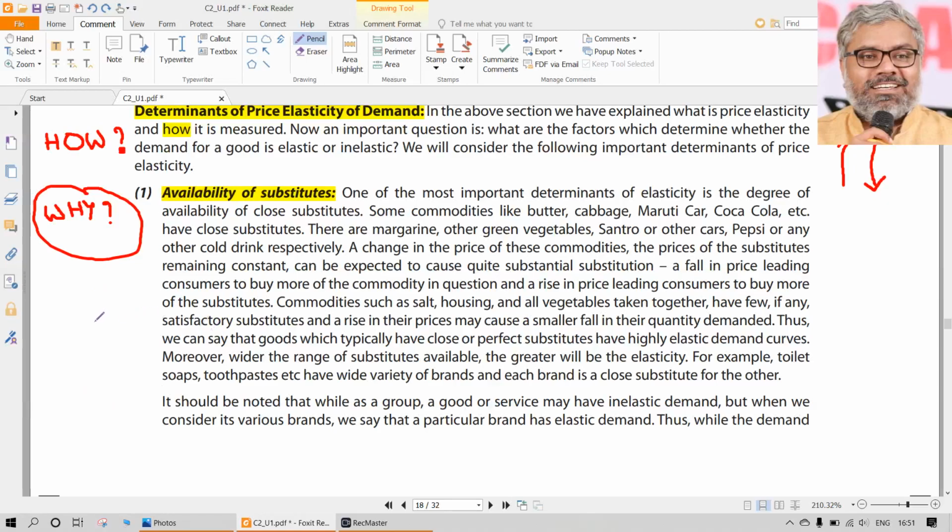Means what? Even for a smaller increase in the price, the demand for the original product will drastically reduce. That means the elasticity is more where the availability of substitutes is there. That is one example we can take, like any commodity, let us say cool drinks particularly.